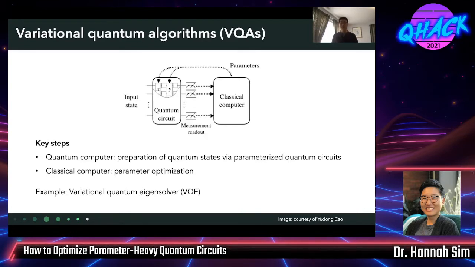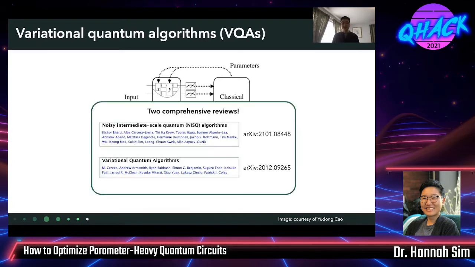An example of a variational quantum algorithm is the variational quantum eigensolver, or VQE, that tries to estimate the ground state energies of quantum systems. If you're interested in learning more about variational quantum algorithms in general, as well as the different applications of VQAs, I suggest these two recent comprehensive review articles on variational algorithms.